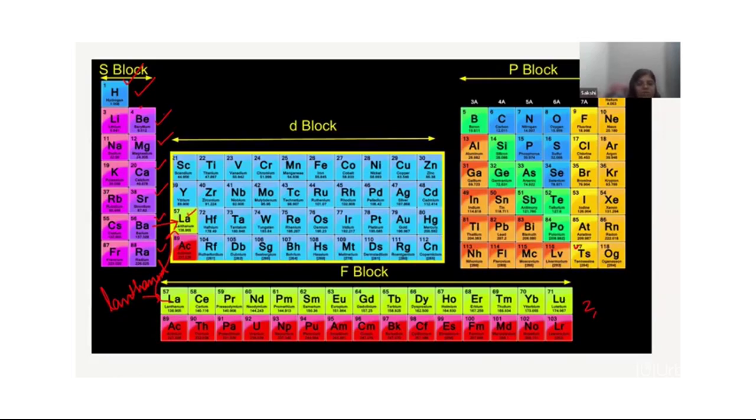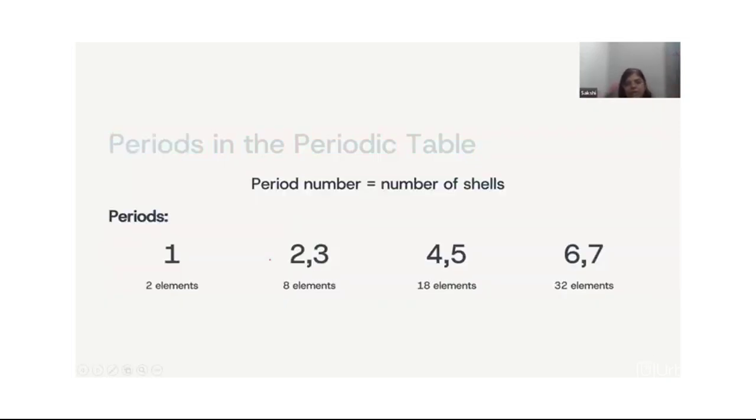Actinium, and because of actinium, this entire series is called actinoids. Actinium is also a D block element, but we have placed it here because it has properties similar to F block. So these are the F block elements, these 14 on the top and the 14 below, which are forming the lanthanoid and the actinoid series.